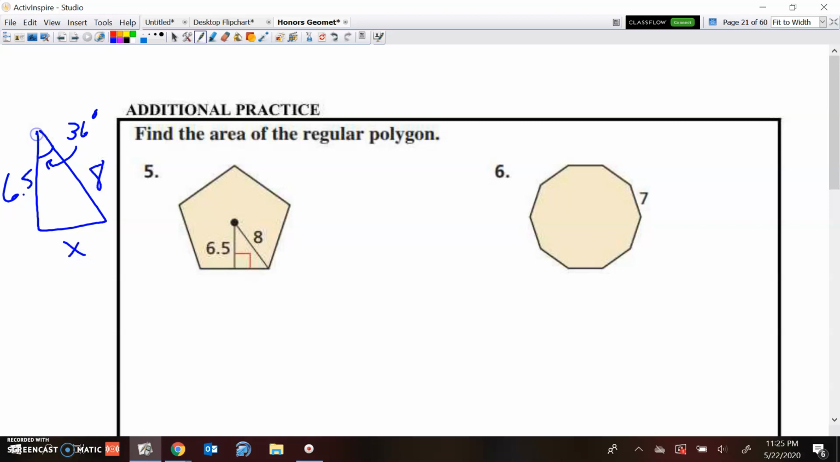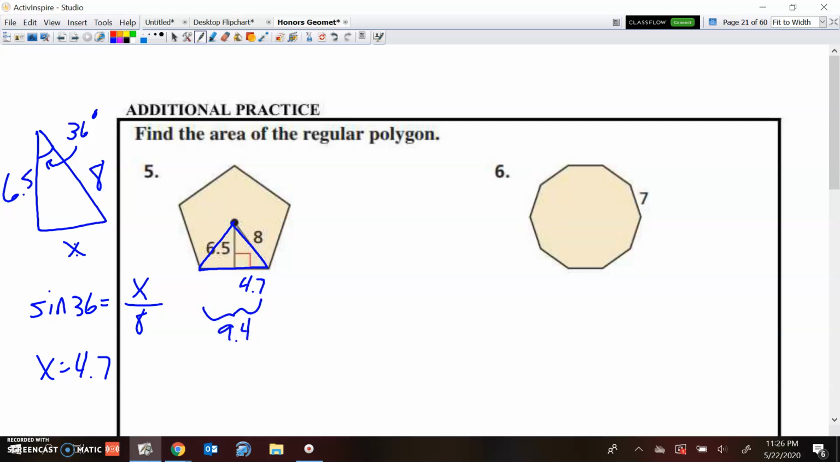So I can either do sine, opposite over hypotenuse, or opposite over adjacent would be tangent. So either of those works. I'll go with sine. Sine of 36 equals opposite over hypotenuse. So my x value in this problem is going to be 4.7. So this distance here is 4.7. Now to find the area of that full triangle, remember I double that, so 4.7 and 4.7 is 9.4.